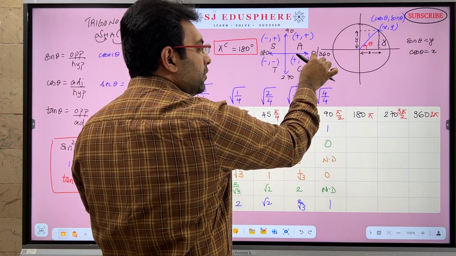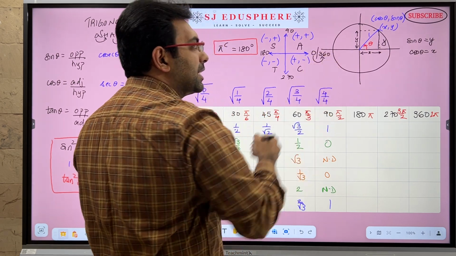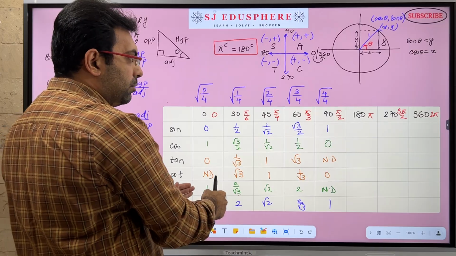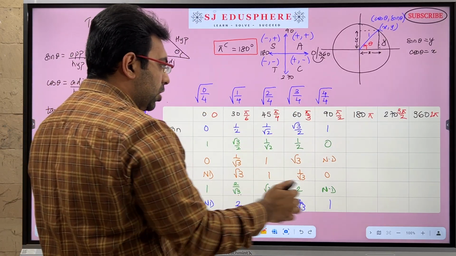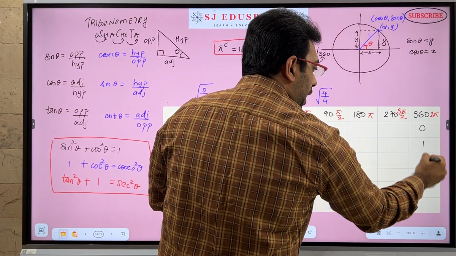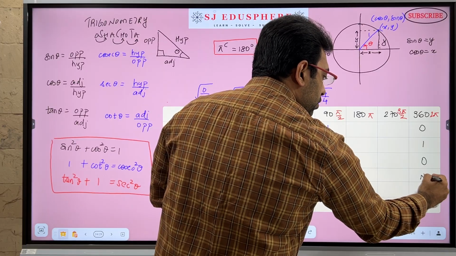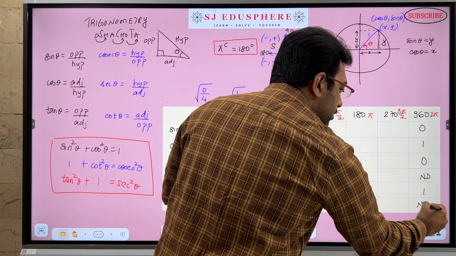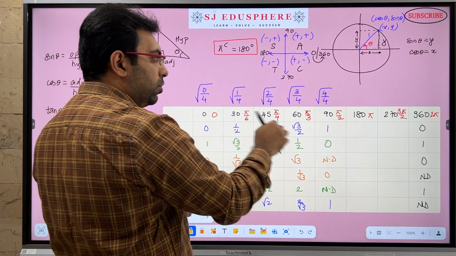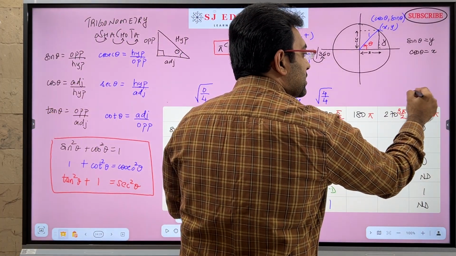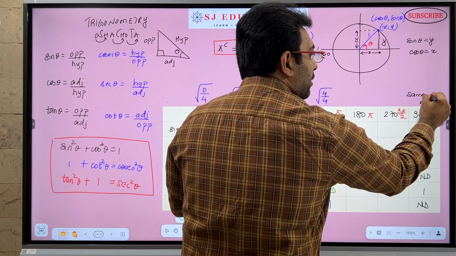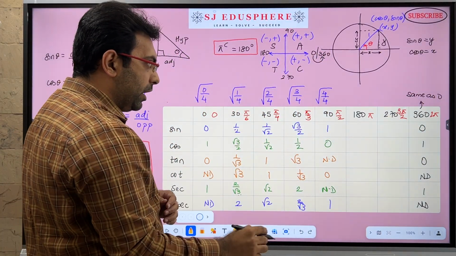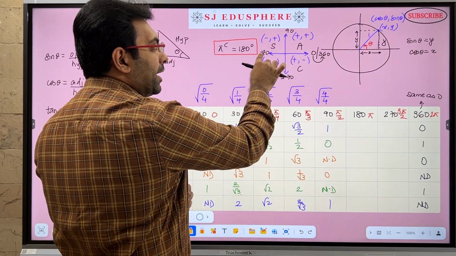Whatever was the value for 0 is the same value for 360. So just copy your 0 column directly into 360, which is 0, 1, 0, not defined, 1 and not defined. So whatever is for 0 is the same for 360. Same as 0.